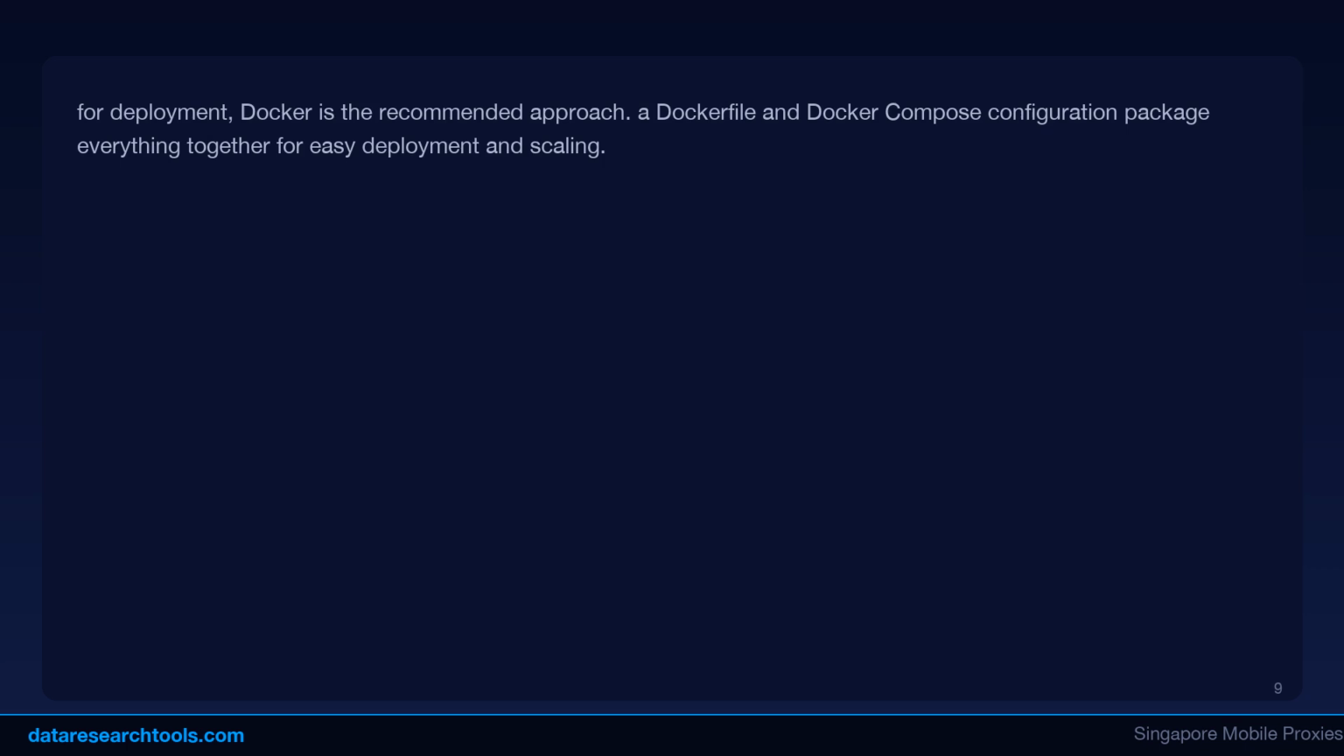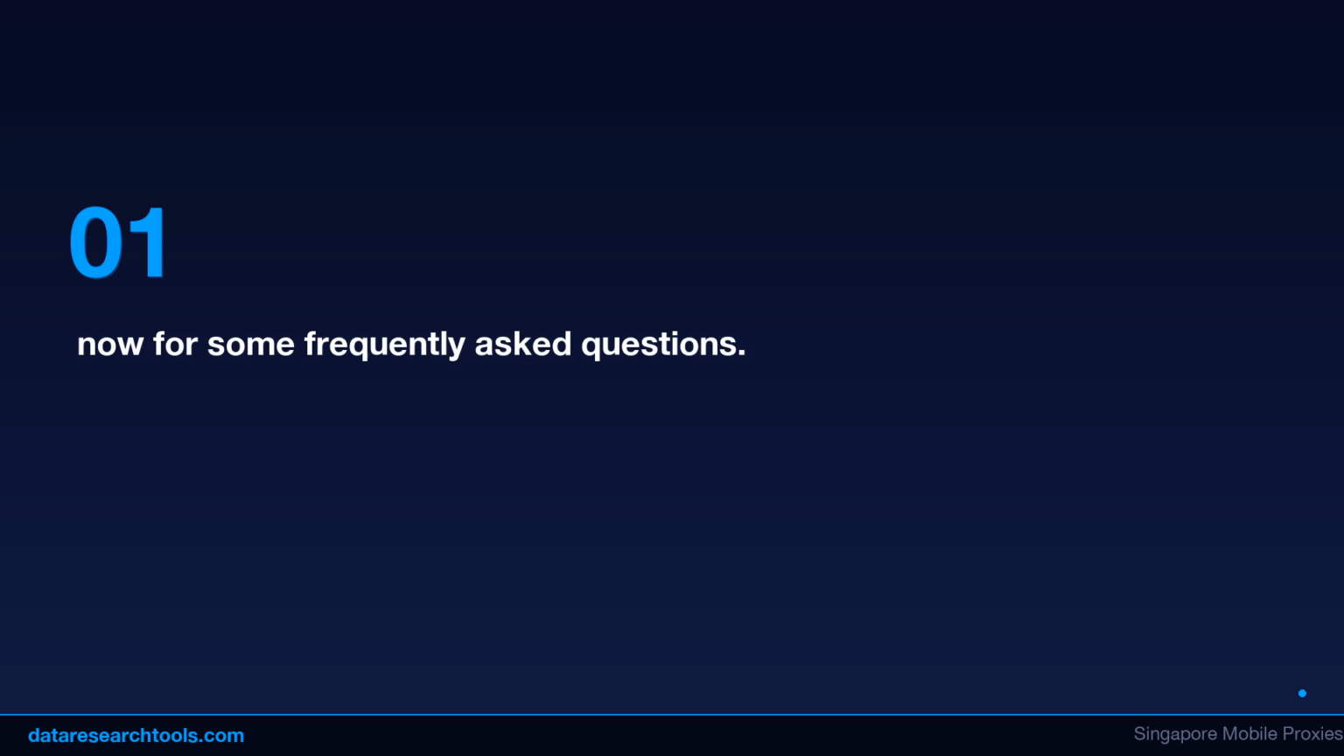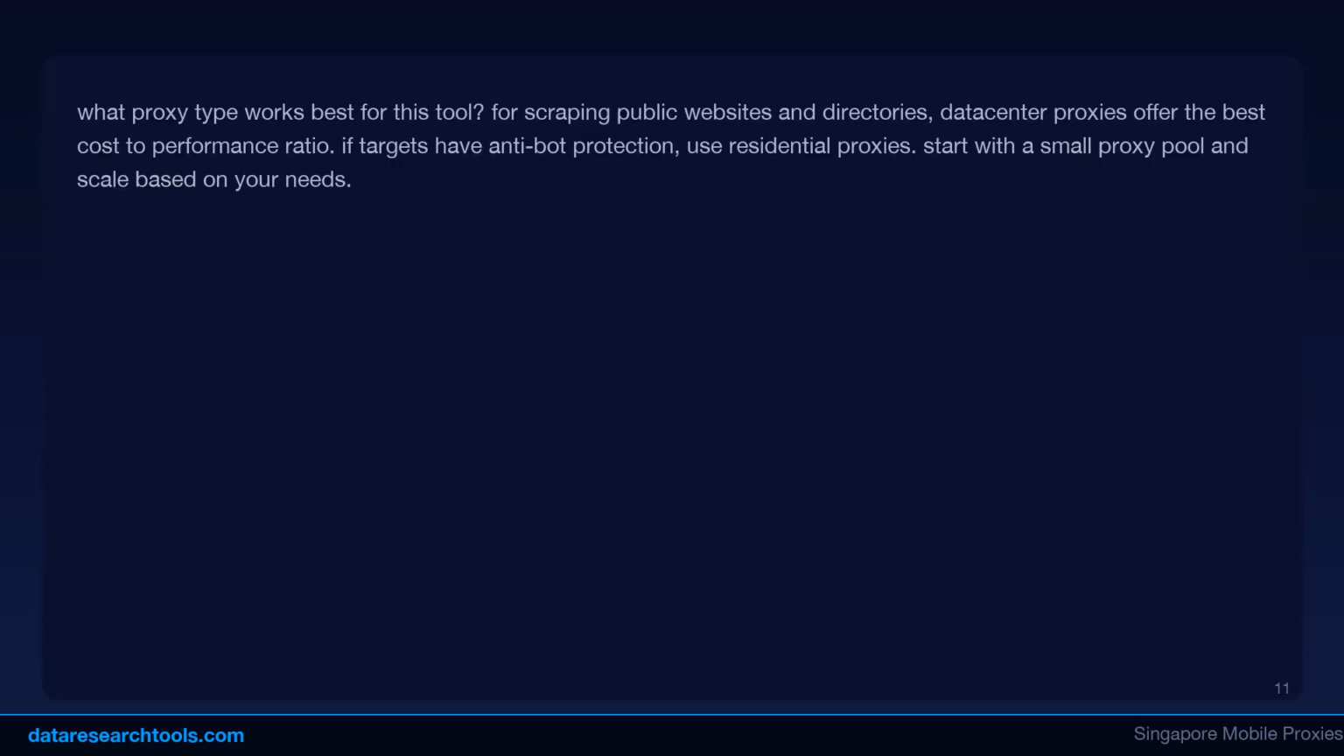For the ingestion pipeline, you need to handle several concerns. Deduplication ensures you don't store the same data twice. Schema evolution handles changes when source websites modify their structure. Data quality checks validate that scraped data meets expected formats and ranges. And incremental loading only processes new data since the last run.